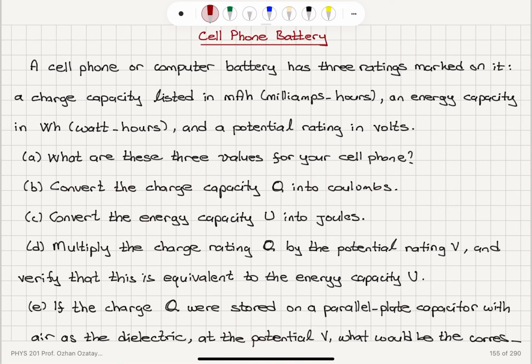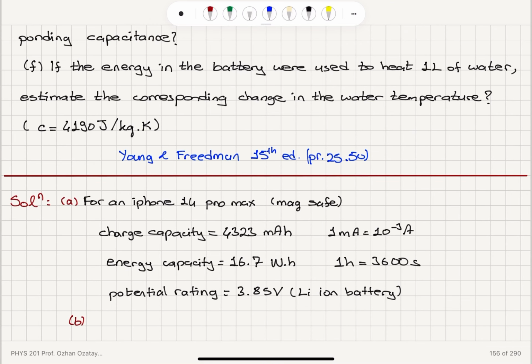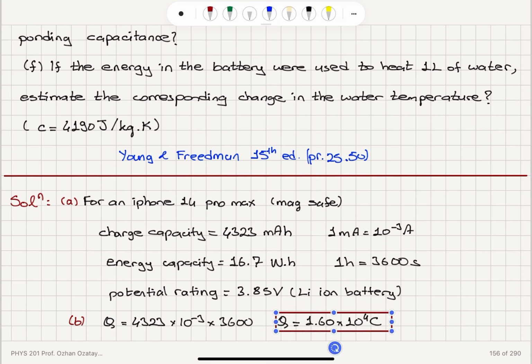Now in part B, we were asked to calculate the charge capacity in coulombs. The charge capacity Q is 4,323 milliamps hours. That is 10 to minus 3 amps, and 1 hour is 3,600 seconds. So this gives us a charge rating of 1.60 times 10 to 4 coulombs. That's the charge rating of this cell phone.